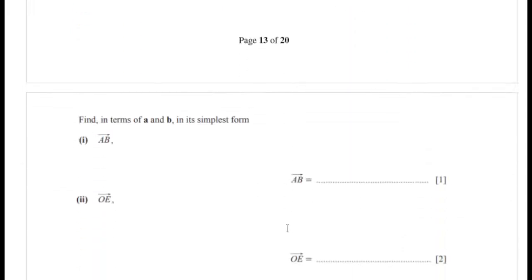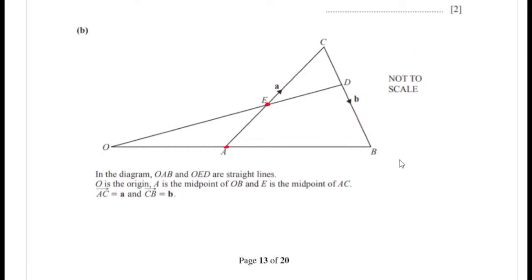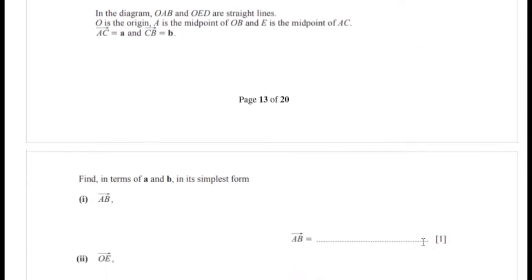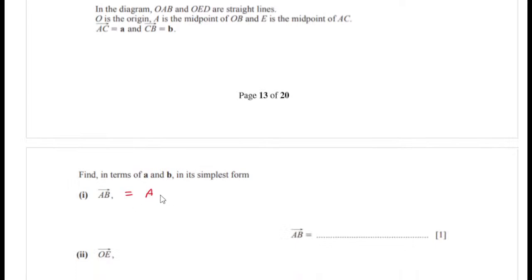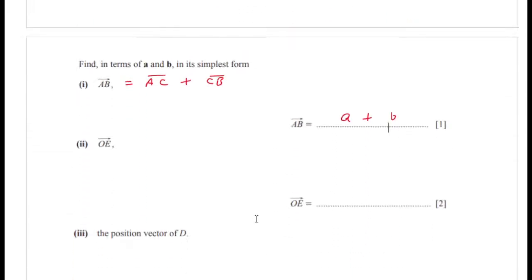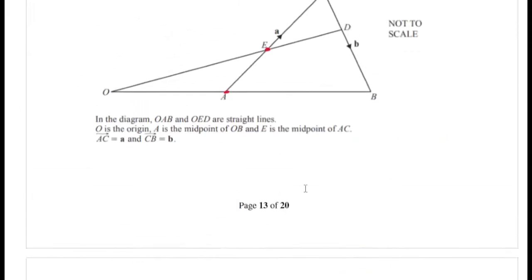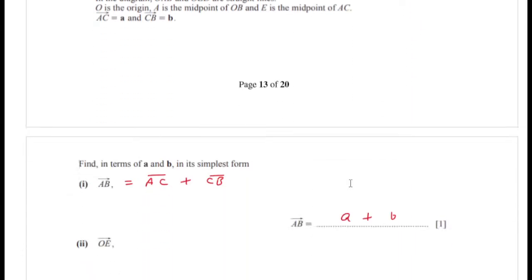Then what is the question? Find AB in terms of a and b in the simplest form. So what is AB? AB is AC plus CB, so AB is AC bar plus CB bar. Now AC bar is given a, CB bar is given b, so it's simply a plus b. Now second, you have to work out OE bar, again for 2 marks. Now A is the midpoint, so OA is equal to AB.